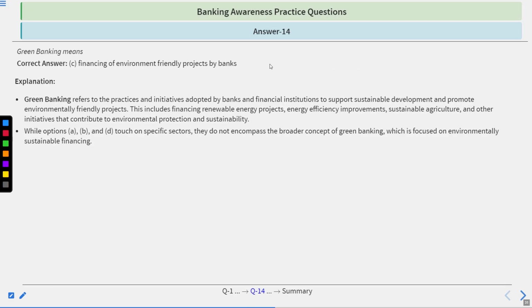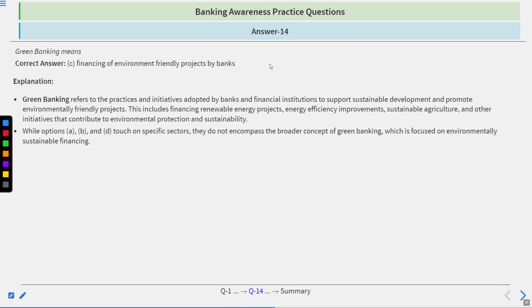Time's up. The correct answer is C, financing of environment-friendly projects by banks. Go by the explanation. Green banking refers to the practices and initiatives adopted by banks and financial institutions, supporting sustainable development and promoting environmentally friendly projects, including financing renewable energy projects, energy efficiency improvements, sustainable agriculture, and other initiatives that contribute to environmental protection and sustainability. While options A, B, and D touch on specific sectors, they do not encompass the broader concept of green banking, which is focused on environmentally sustainable finance.